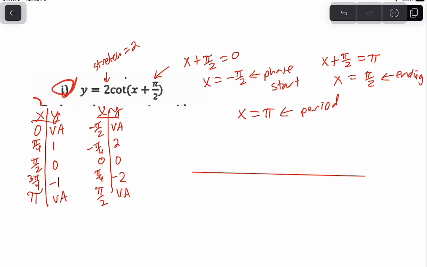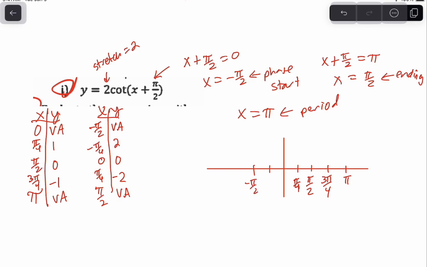So on my x-axis, I am going to need to count by pi over 4's. So I just broke it down into fourths. I have to go up 2 and down 2. So that's what I'll put on there for my x-axis. Now again, you could count a little differently, and that's okay.